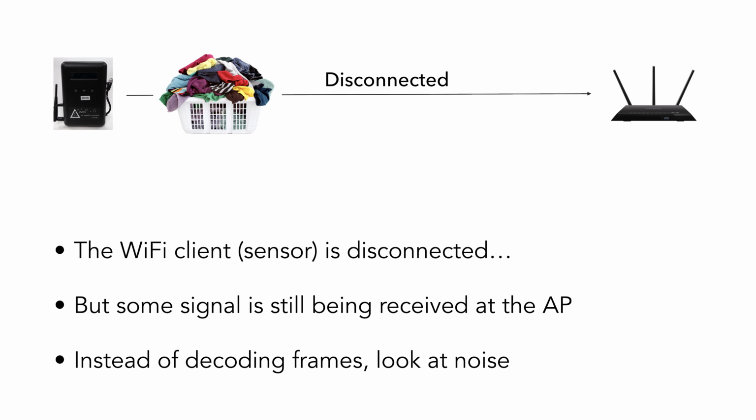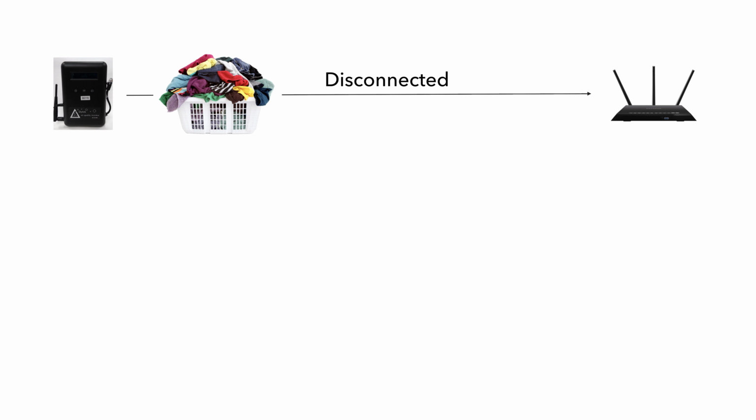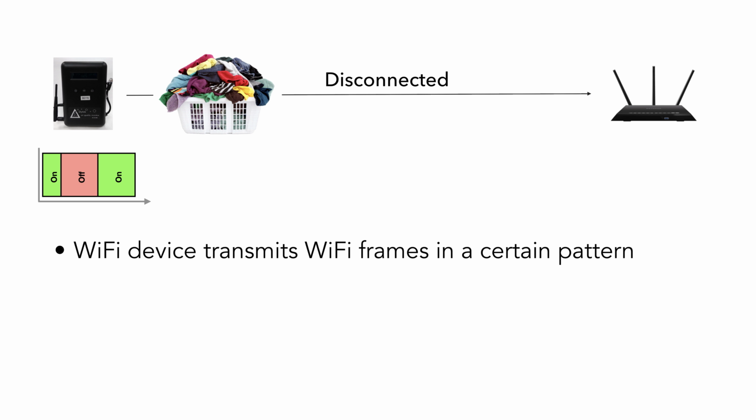So what if we didn't care about what the actual data was being sent? We just looked at the change in the noise floor, essentially. So when someone's transmitting, we could actually decode that. So here's what I mean by that. What if the Wi-Fi device just transmits Wi-Fi frames in a certain pattern? We don't care what that pattern is. It's just some pattern. So in this case, in the image, I have a green on, a short on, then a long off, and then a long on. Some kind of pattern. You could imagine almost even like Morse code could be an example of a pattern like that.